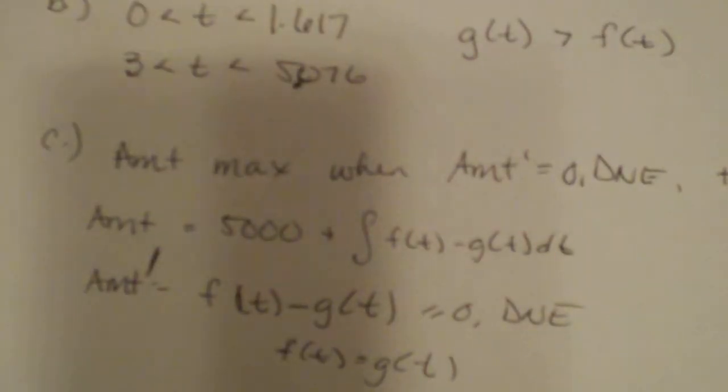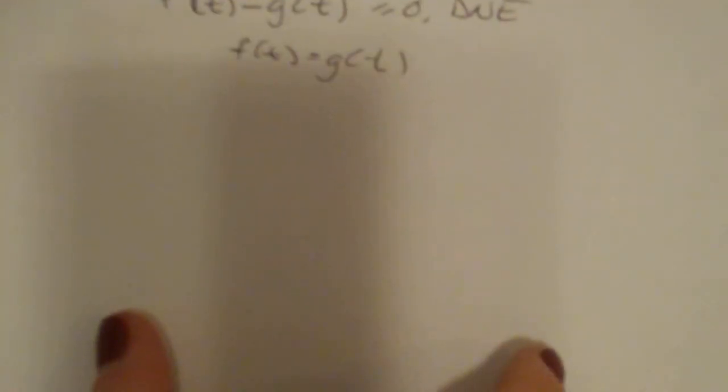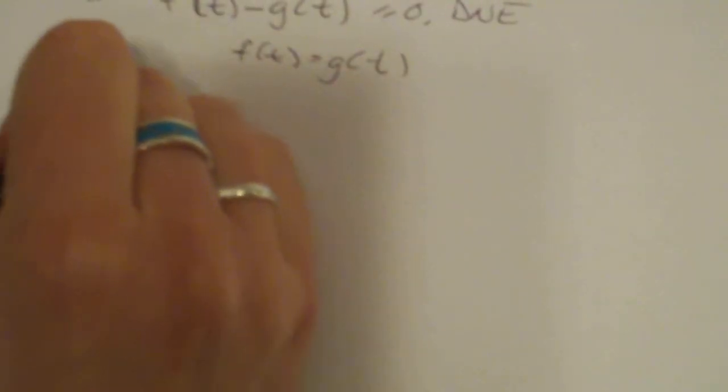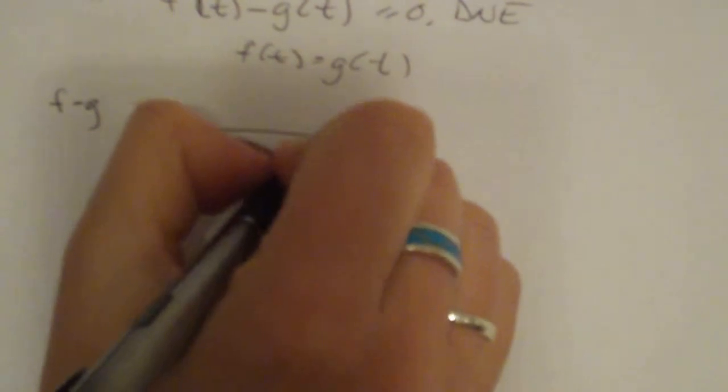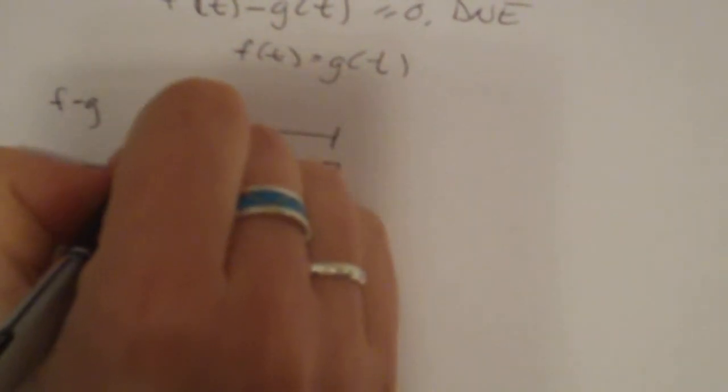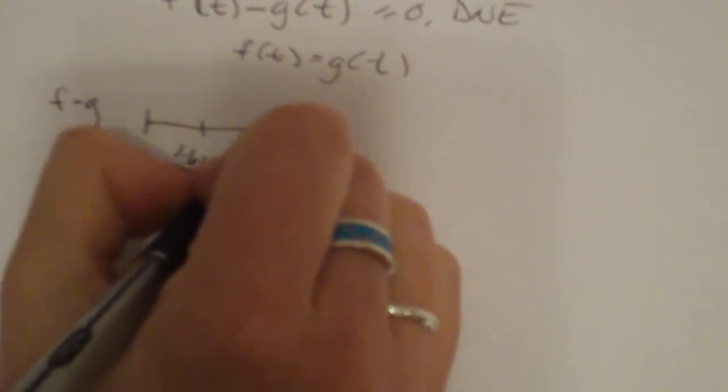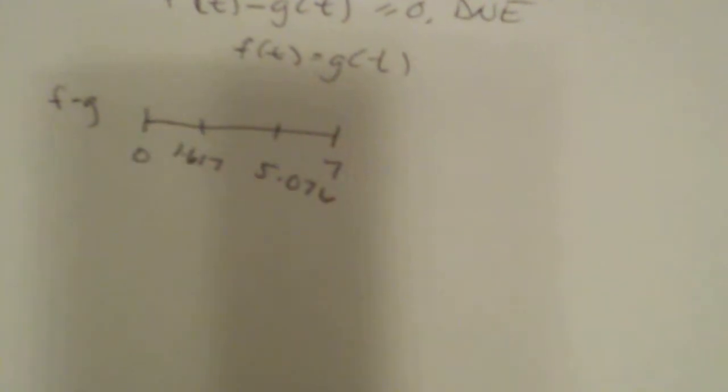So what I'm going to do is set up a nice little number line here to try to figure out what's going on. This is my F minus G number line. Closed interval 0 to 7. The points of intersection are 1.617 and 5.076. Now here's the other piece of this, which is kind of the kicker.